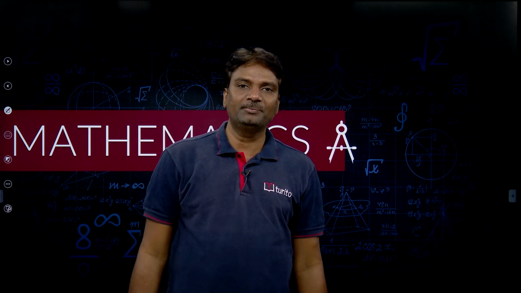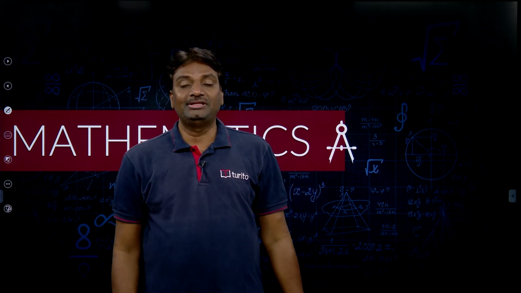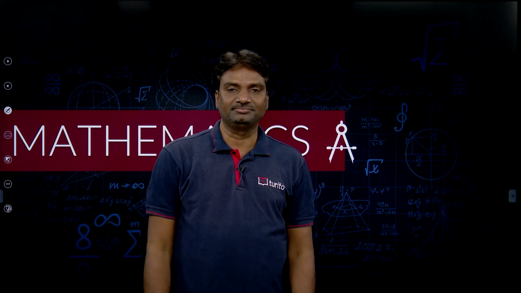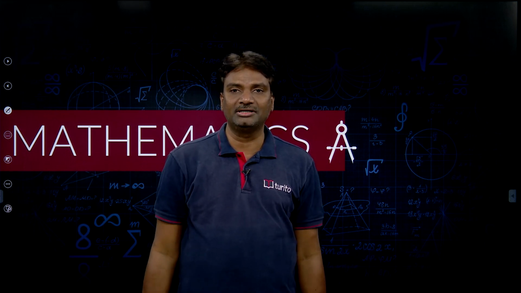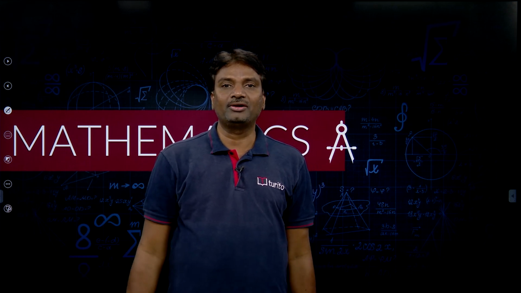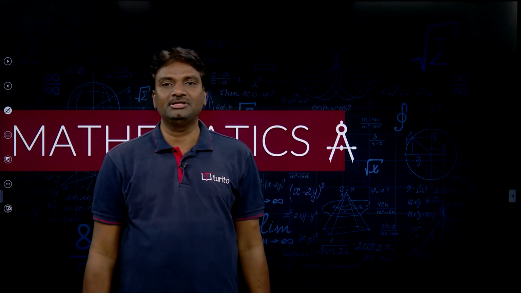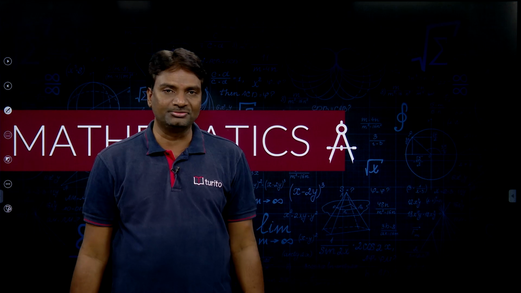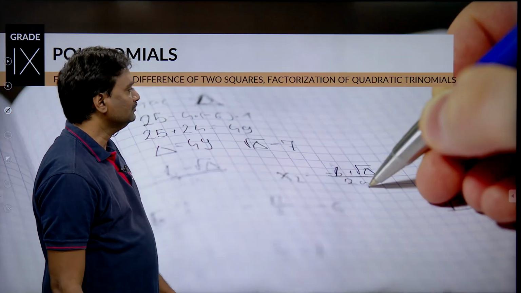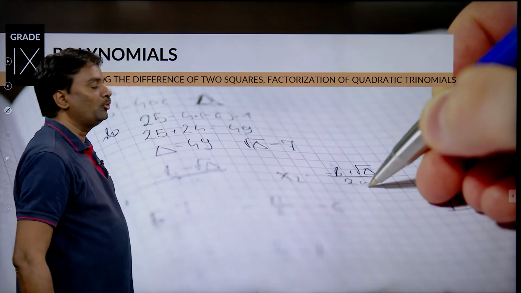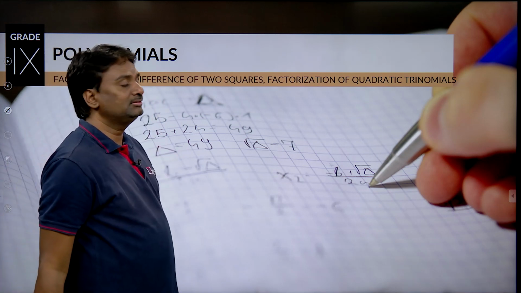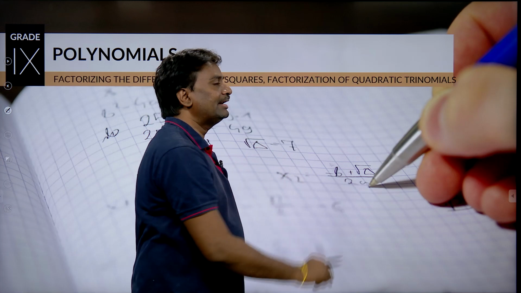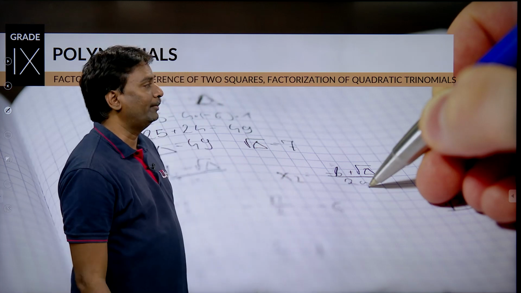We are discussing the chapter polynomials. In the last class we discussed how to factorize the given polynomial by grouping the terms. In today's class we are going to discuss some more concepts in the same chapter. We will discuss factorizing the difference of two squares and factorization of quadratic trinomials.